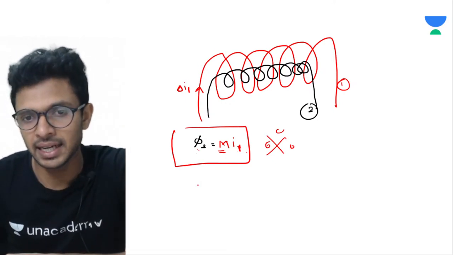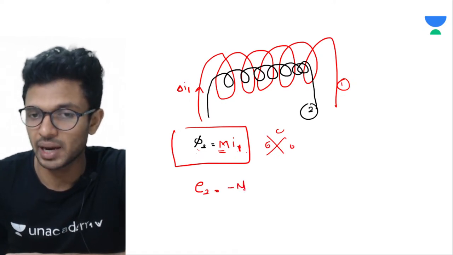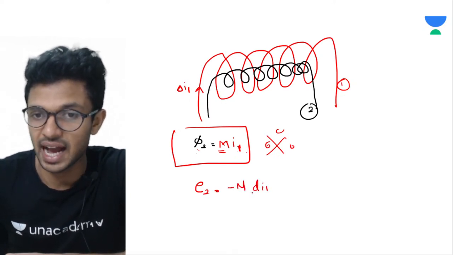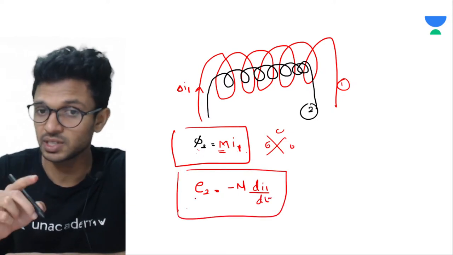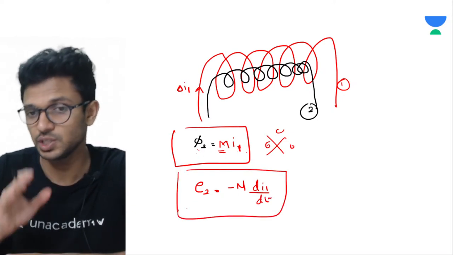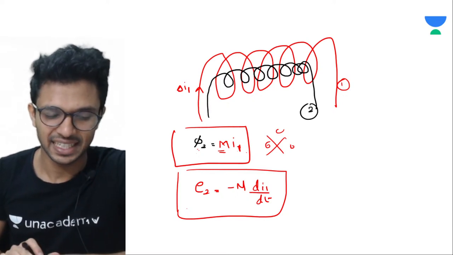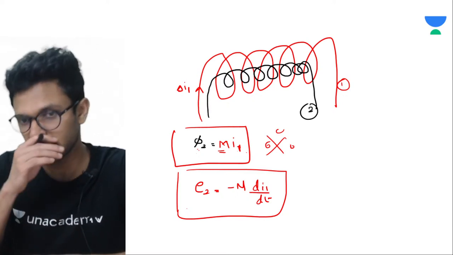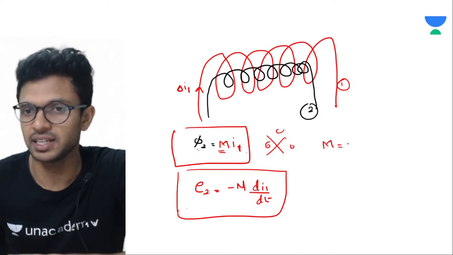Then, similarly, the EMF induced in the second coil has the formula minus M into dI1 by dt, not dI2 by dt. So many problems come based on these formulas. Okay, note it down like this. Done. Then, the value of mutual inductance, write it down.